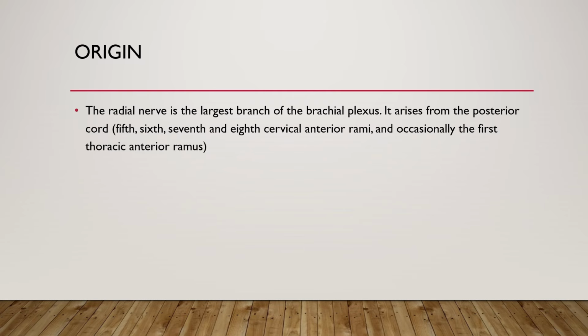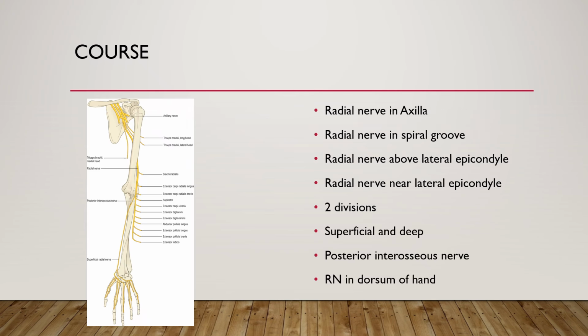Now we have got the overall view. With that, I will enter into the formation, course and termination of branches of radial nerve. So formation, everybody knows, all the posterior divisions of the brachial plexus join together and form the posterior cord. So this arises from the posterior cord. So 5th, 6th, 7th, 8th rami, occasionally 1st. This forms the origin. So 1 mark will be given for that.